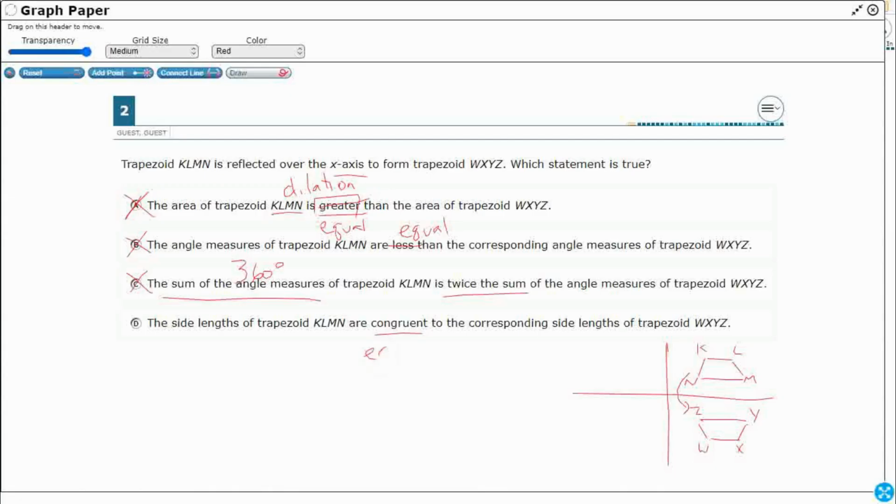Okay, so we're using vocabulary here. That just means equal. Yeah, the side lengths haven't changed because I didn't dilate it. All I did was flip it, and everything stayed the same in regards to side lengths and angle measures. I just made it orient in a different direction. So that is my answer, D.